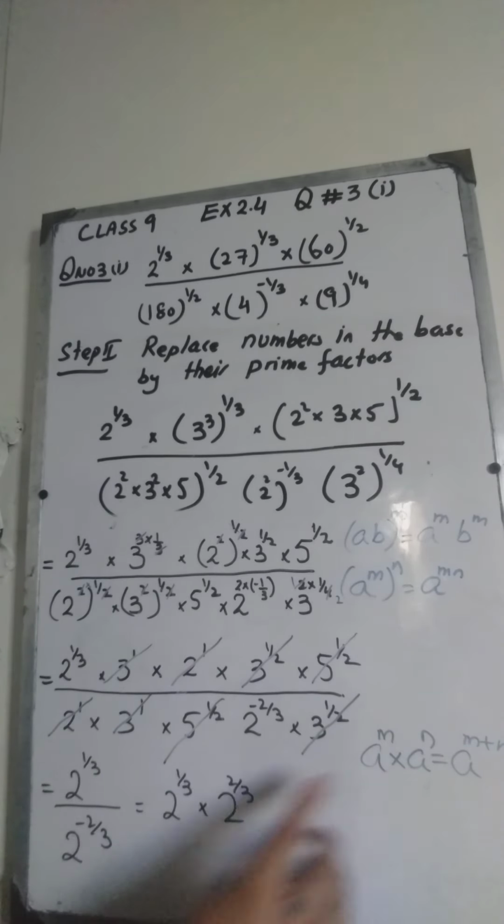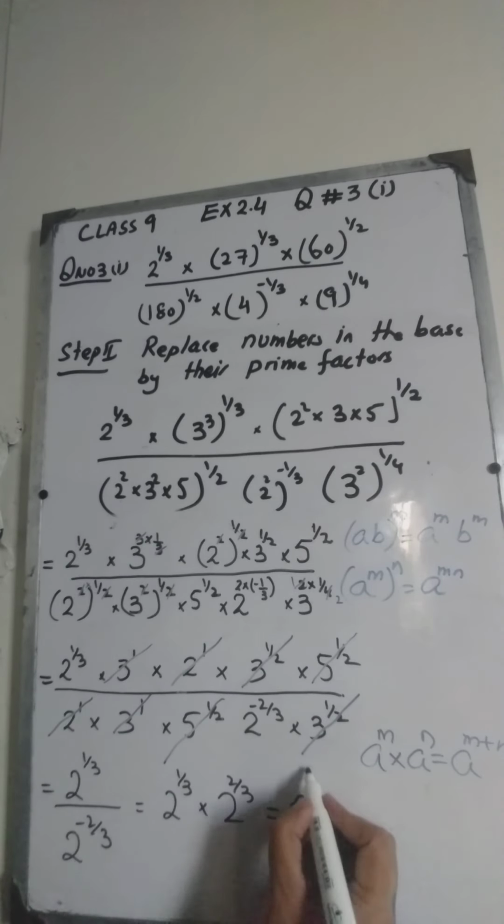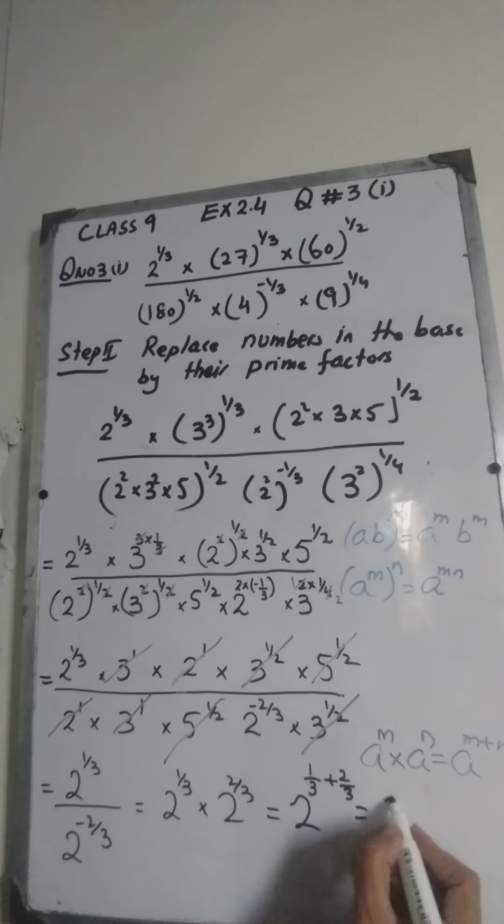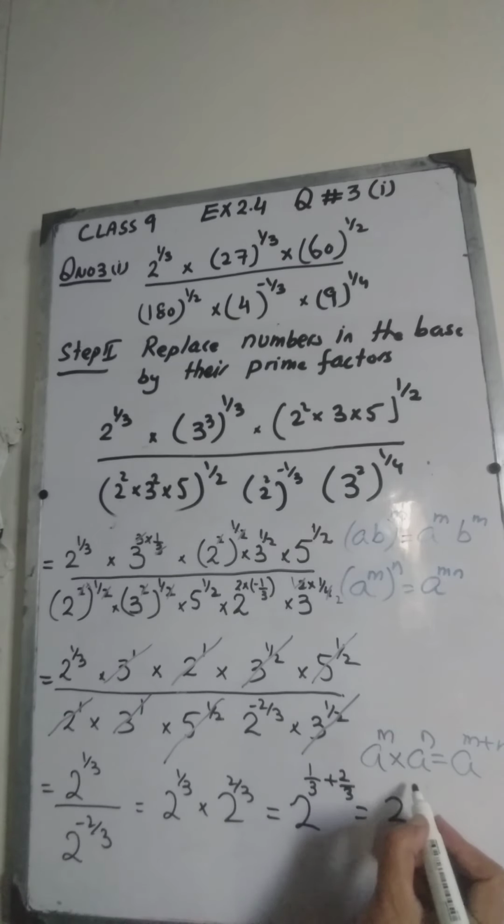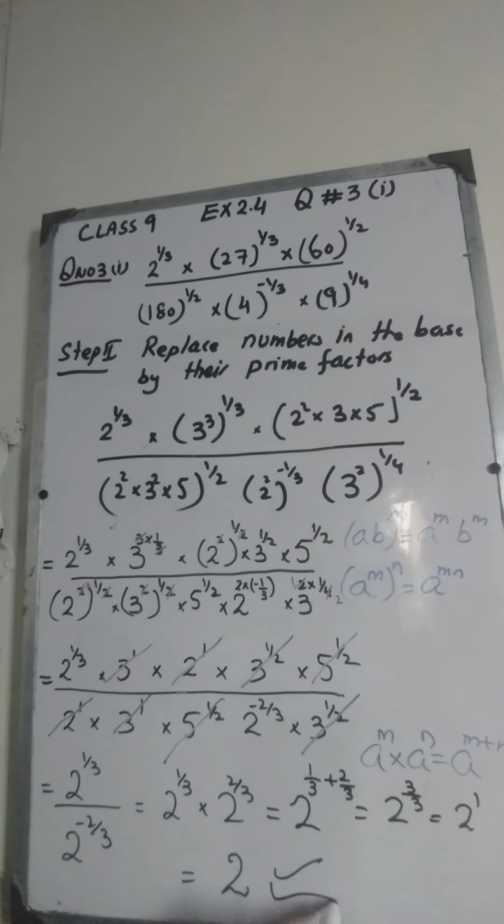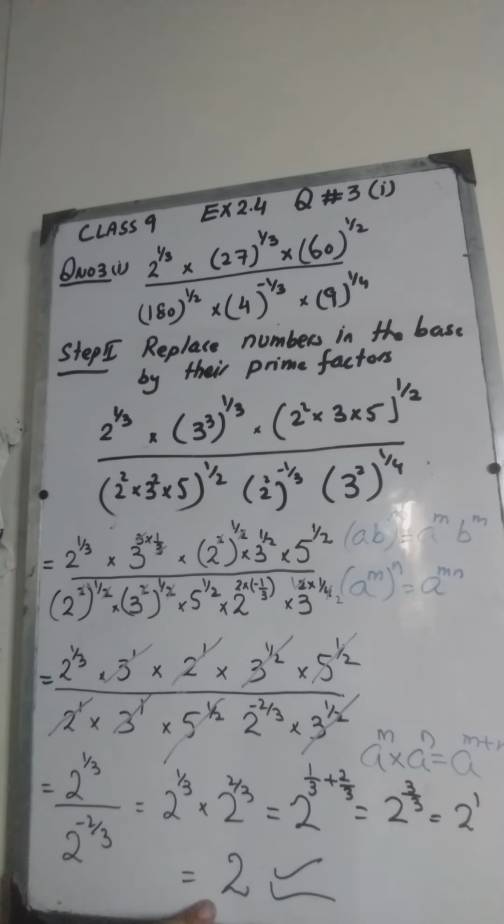So applying this law on this expression, what we get is 2 raised to a power 1 by 3 plus 2 by 3, which is equal to 2 raised to a power 3 by 3, and this will give us 2 raised to a power 1. So the answer is 2 raised to a power 1, that is 2. So this is how this expression is simplified into its simpler form.